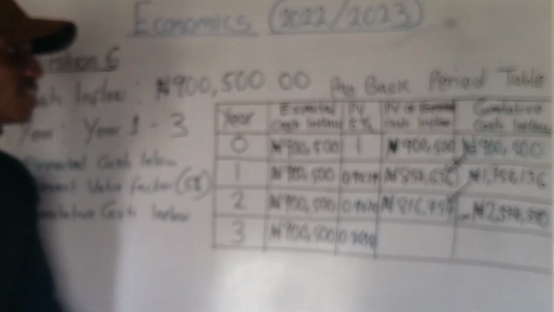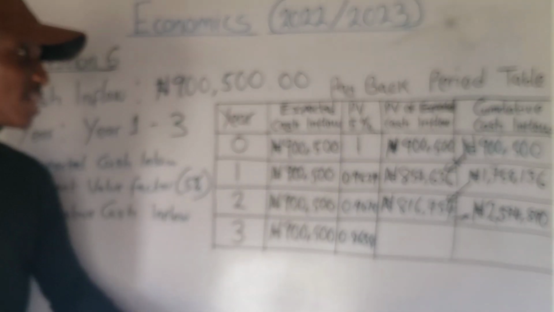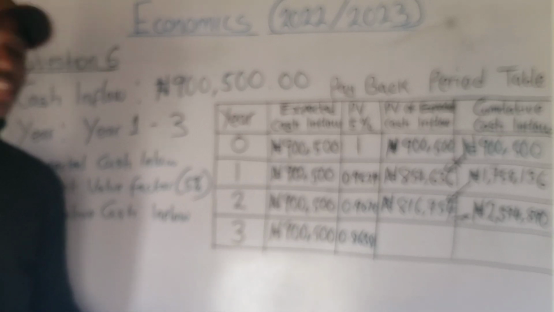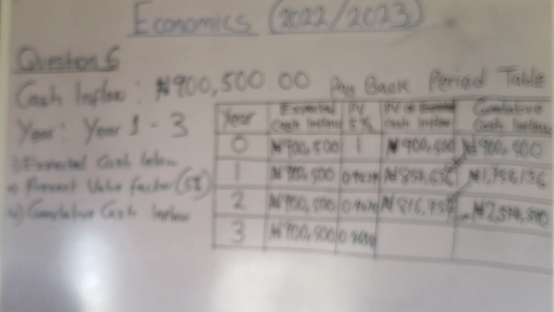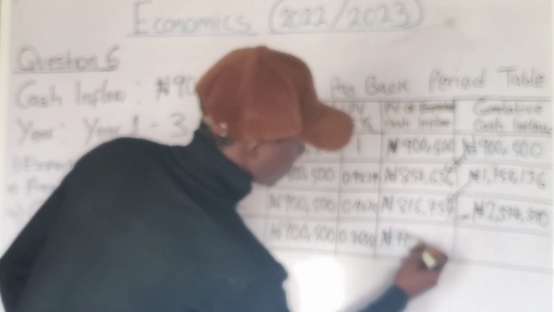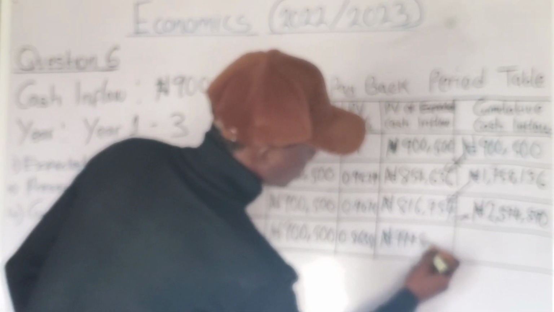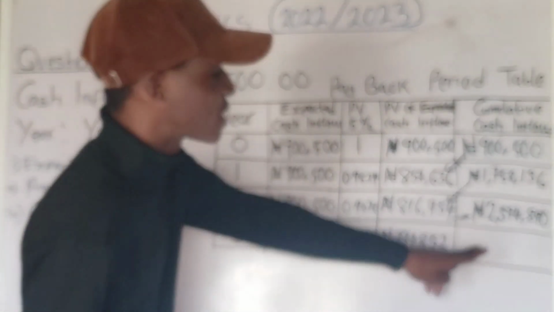So determine the PV of the expected cash inflow. Just take the product of this and this. Multiply 900,500 naira and 0.8638. You're going to get 777,852. Now we want to determine the cumulative cash inflow.